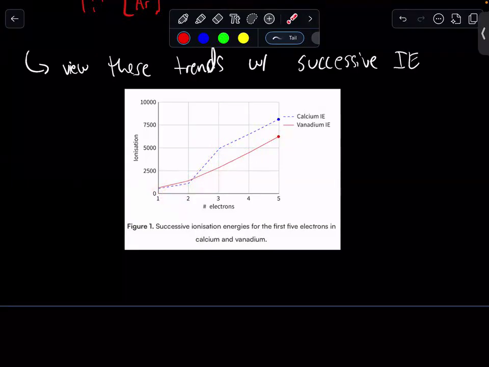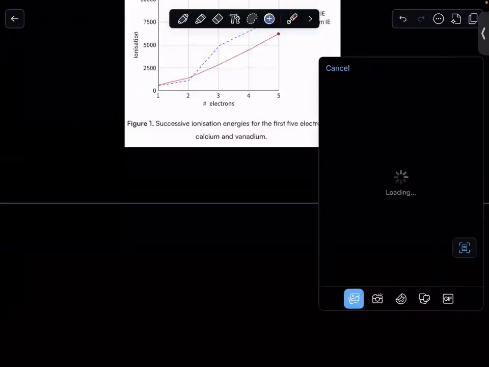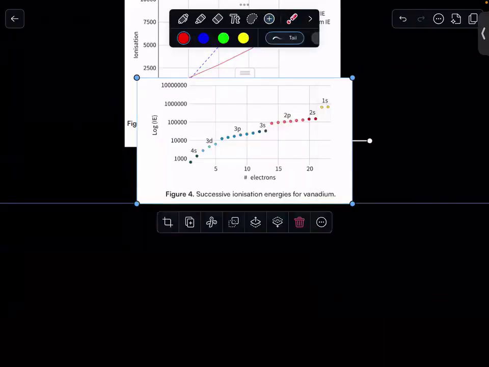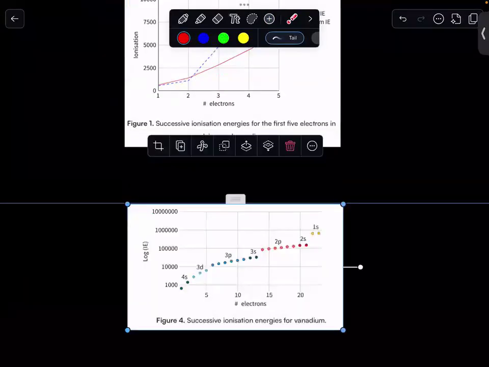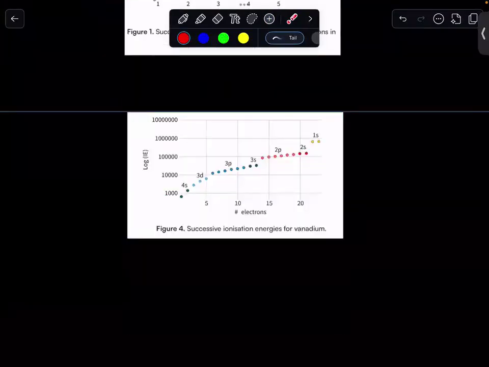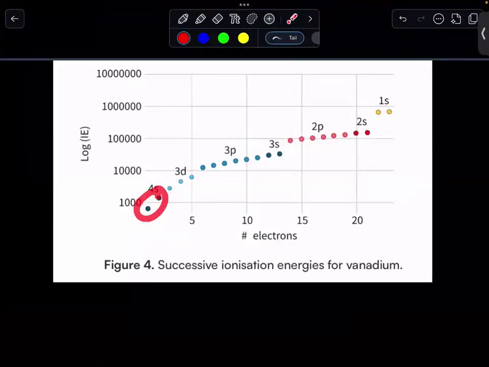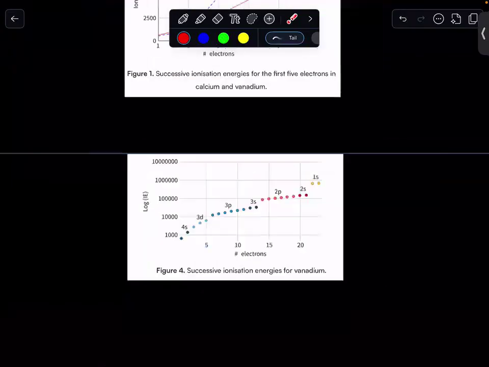As we look at these trends, we can even look at one more, this is all of vanadium's. We'll notice that vanadium tends to have those 4s electrons lost first, followed by 3d, and you'll notice it's a smooth increase in energy before we get to our p orbitals, where we have that more sharp change in energy.